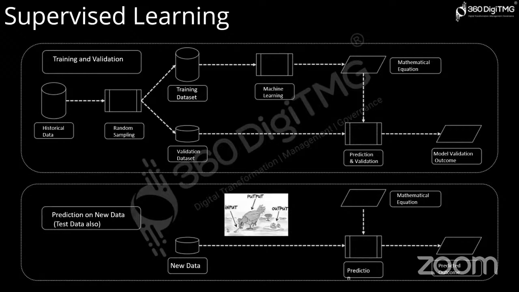Then you may get some mathematical equation. If it is a regression problem, beta naught plus beta 1 x, etc. So you will get one mathematical equation. Now when the model building is completed, your model is ready to predict.